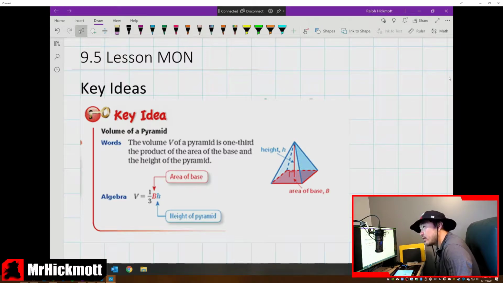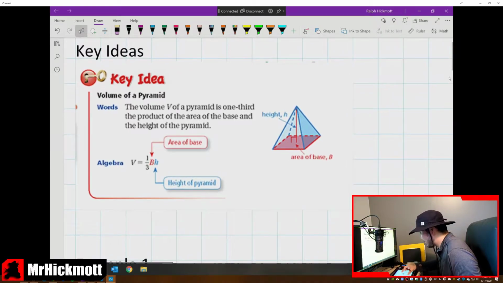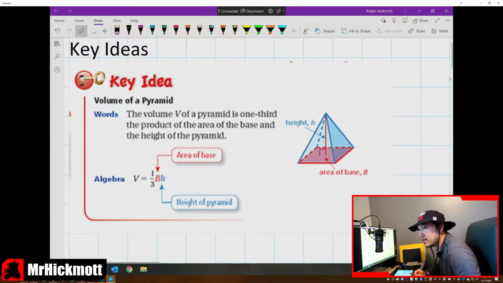Once again, we are going to be using a generic formula, because when it comes to volume, we have so many different shapes that it doesn't really make sense to have all of those individual formulas. What you're going to find is that it's very straightforward to use, similar to what we did with prisms. Volume is equal to 1/3 BH, one third the area of the base times the height.